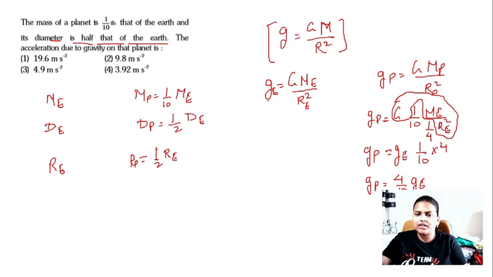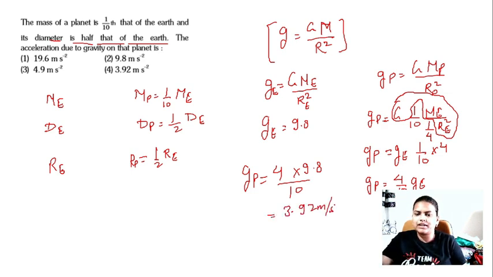We know that acceleration due to gravity of Earth is 9.8. Substituting this value, we get gp as 4 into 9.8 divided by 10. Solving it, we get 3.92 meter per second square. Fourth is the correct option.